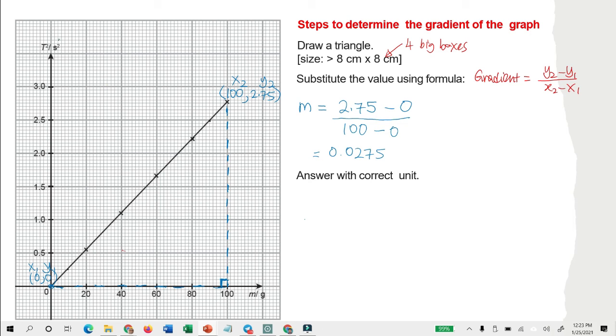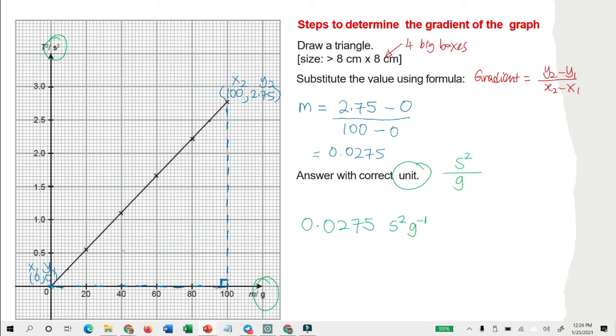We take the unit of the vertical axis and the unit for the horizontal axis. The unit is s squared divided by g. We divide the unit of the vertical axis by the unit of the horizontal axis. So the gradient is going to be 0.0275 s² g⁻¹.